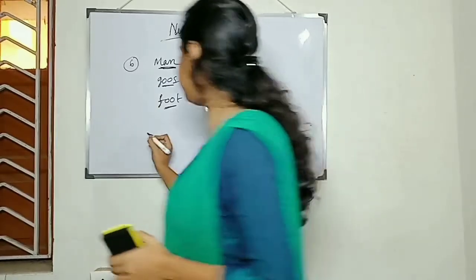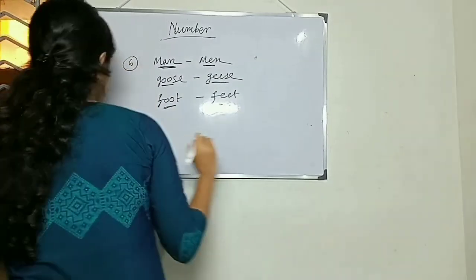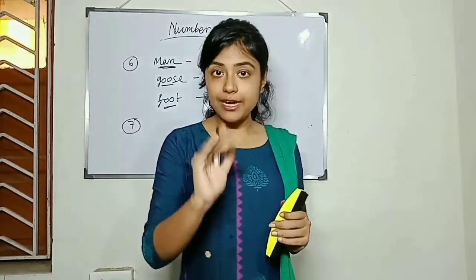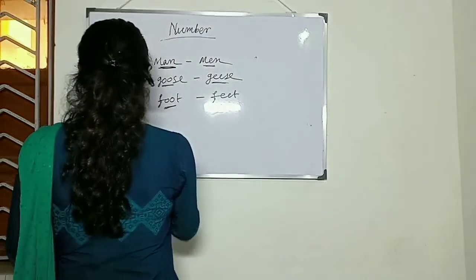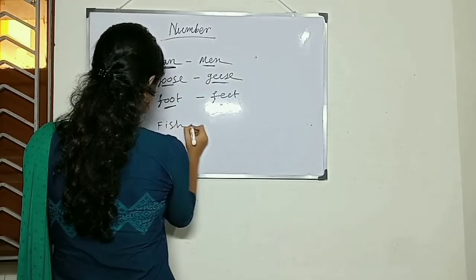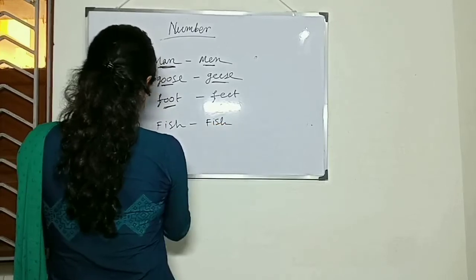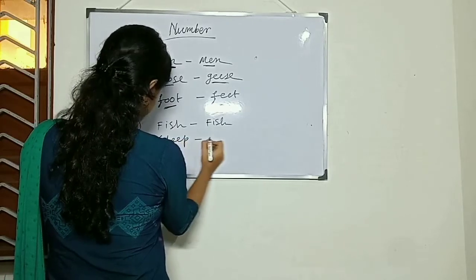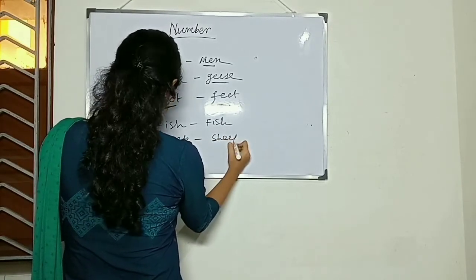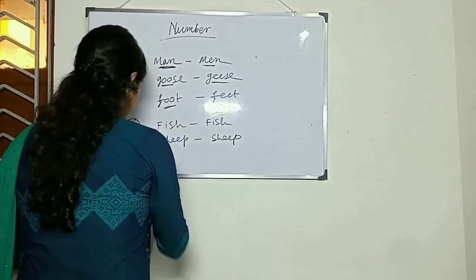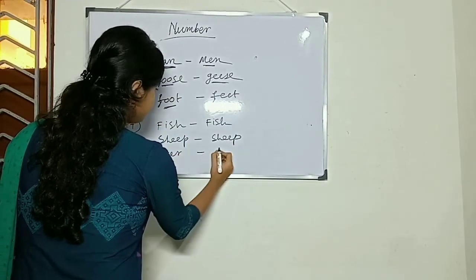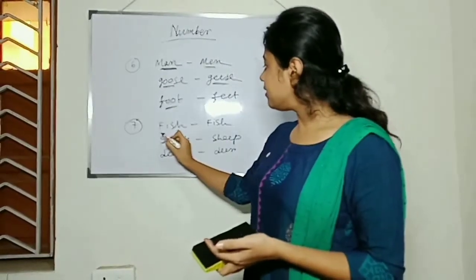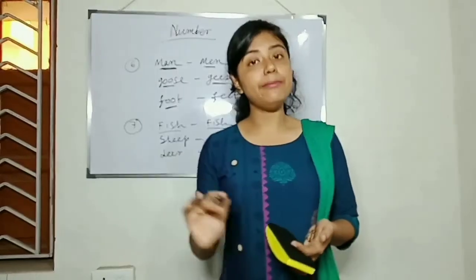Rule number 7. Some nouns do not change in the plural. For example, fish will become fish. Ship will become ship. Deer will become deer. As you can see, there is no change in the singular form and the plural form. They will remain the same.